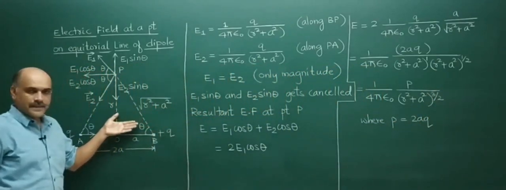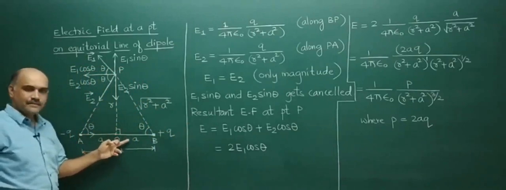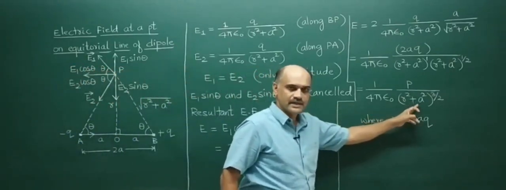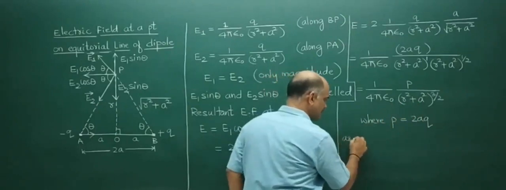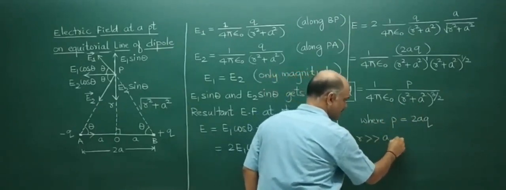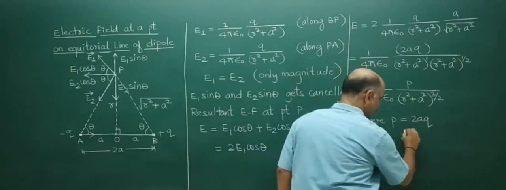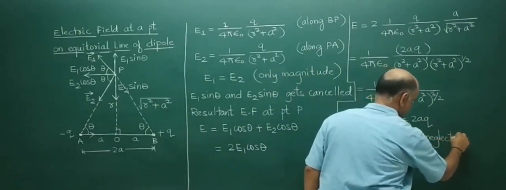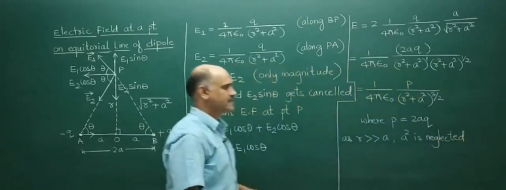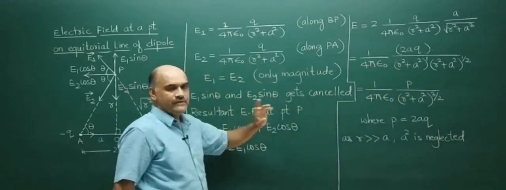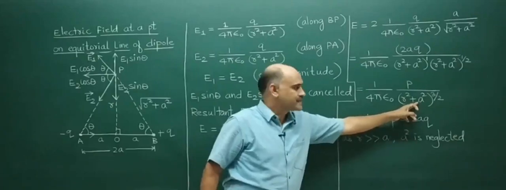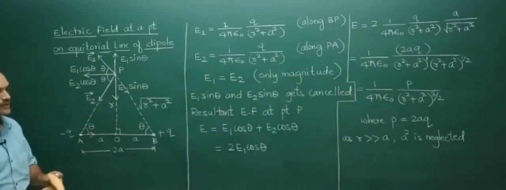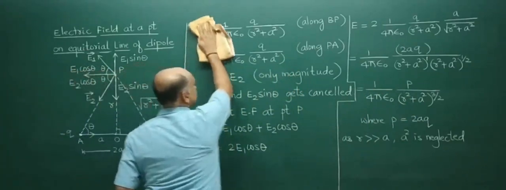While drawing the diagram I told that r will be very much greater than a. So again here a square is neglected. As r is very much greater than a, a square is neglected. So I will now leave this a square. So if I simplify further, you can pause and note down this step, students.